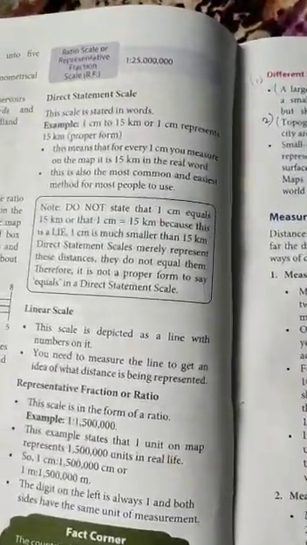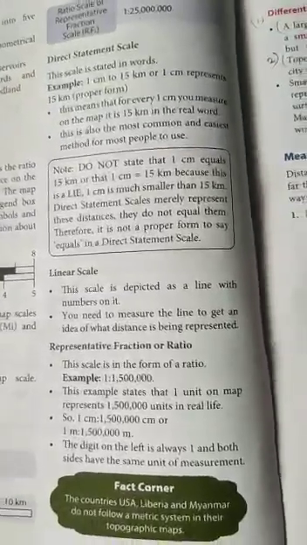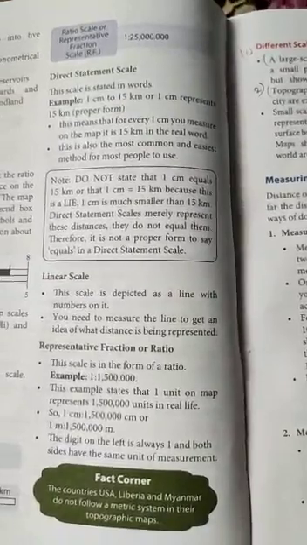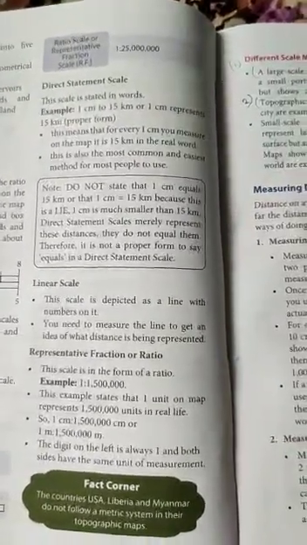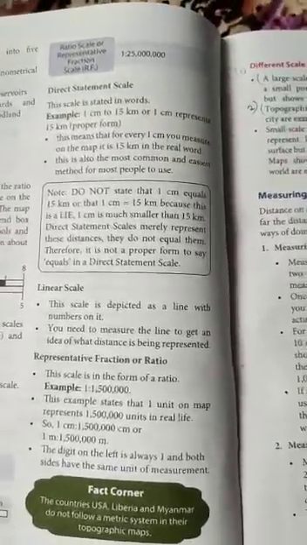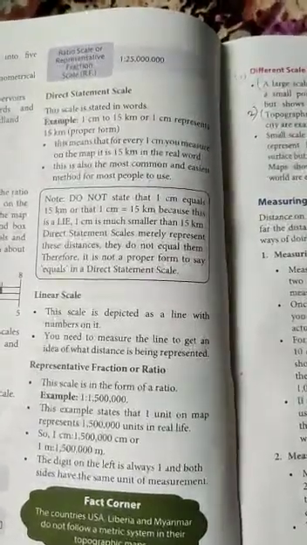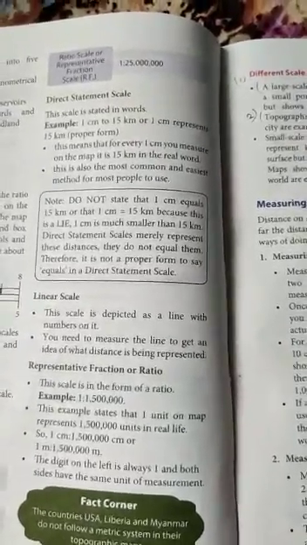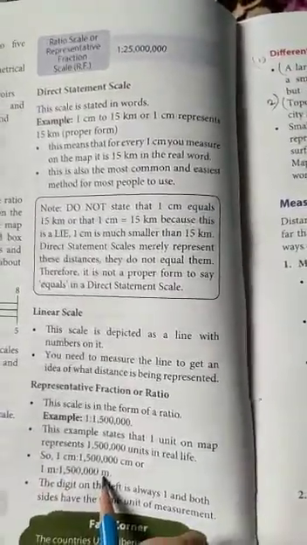Now let's pick up with the last point, representative fraction or ratio. This scale is in the form of a ratio. For example, 1 is to 1,500,000. This example states that 1 unit on the map represents 1,500,000 units in real life. The digit on the left is always 1, and both sides have the same unit of measurement, like meter here and meter on the other side also.